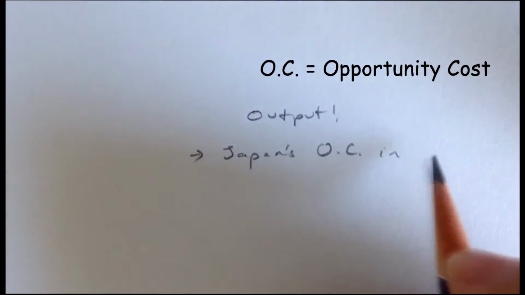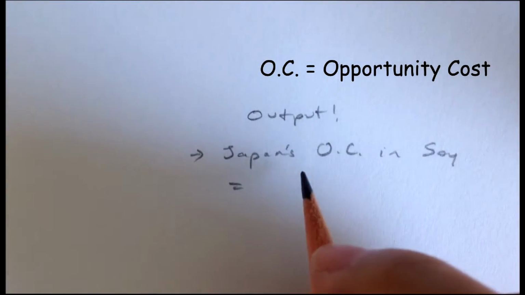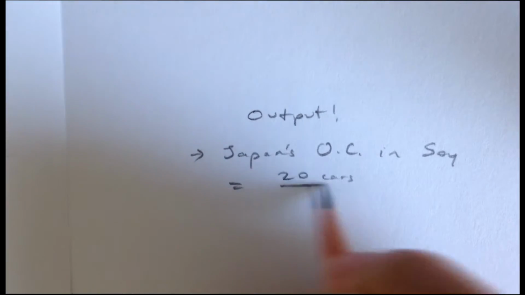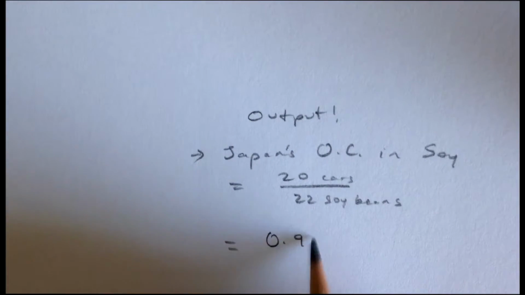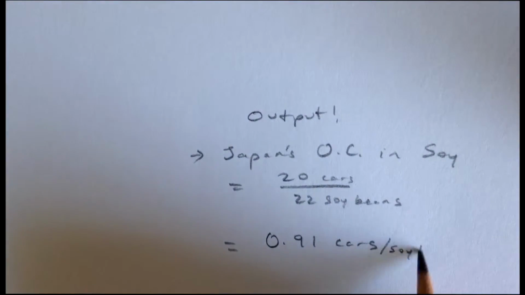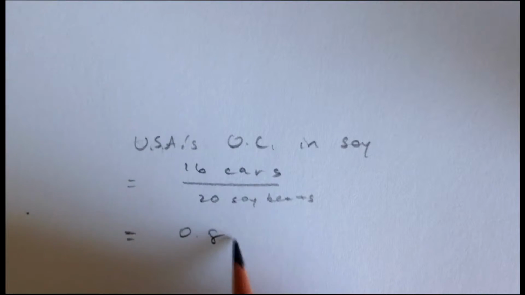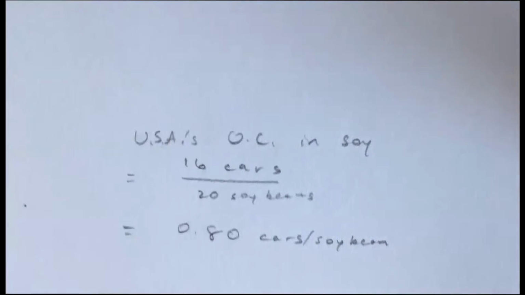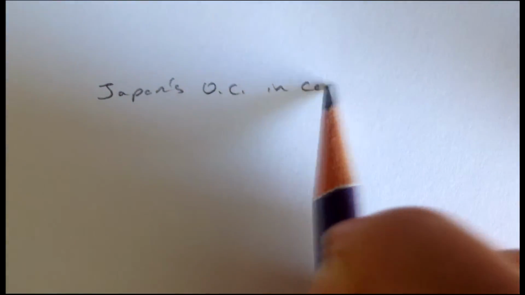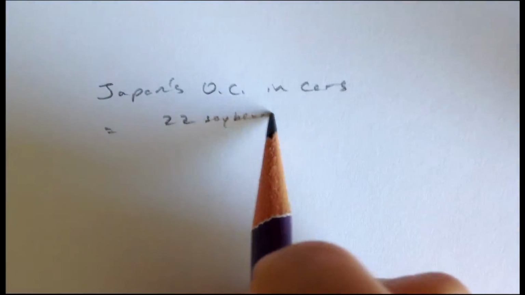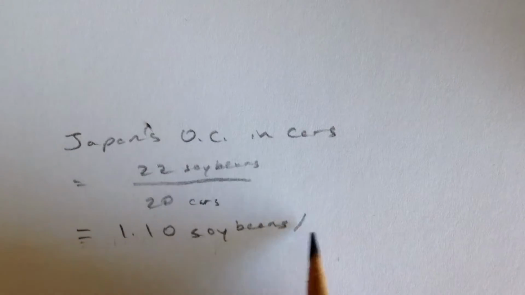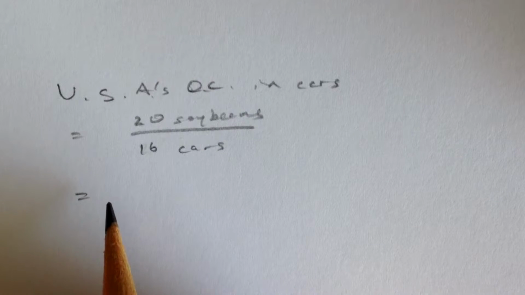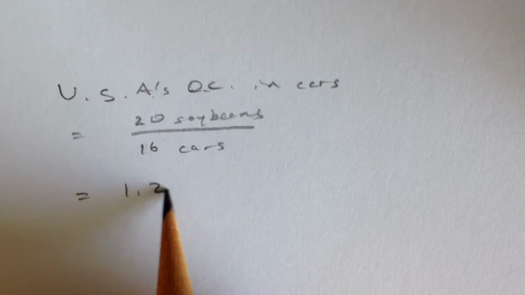So the cost of making a pound of soybeans in Japan is, other good goes over, about 0.91 cars. Meanwhile, the cost of making a pound of soybeans in the US is about 0.8 cars. Now for cars, the cost of producing a car in Japan, and as always, I apologize for my terrible penmanship, that cost is about 1.1 pounds of soybeans. In the US, the cost of making a car is 1.25 pounds of soybeans.